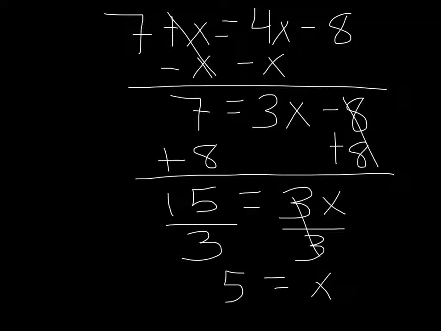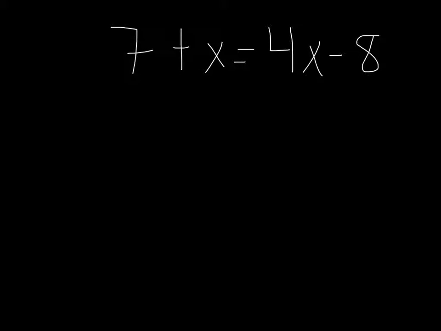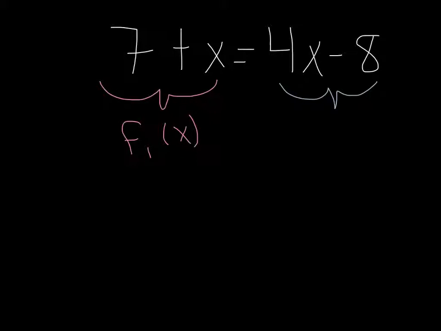So now let's try it on a graph. The equation was 7 plus x equals 4x minus 8. We need to split it apart at the equal sign. So everything on the left-hand side is going to be my f1 of x, and everything on the right-hand side of the equal sign is going to be my f2 of x.